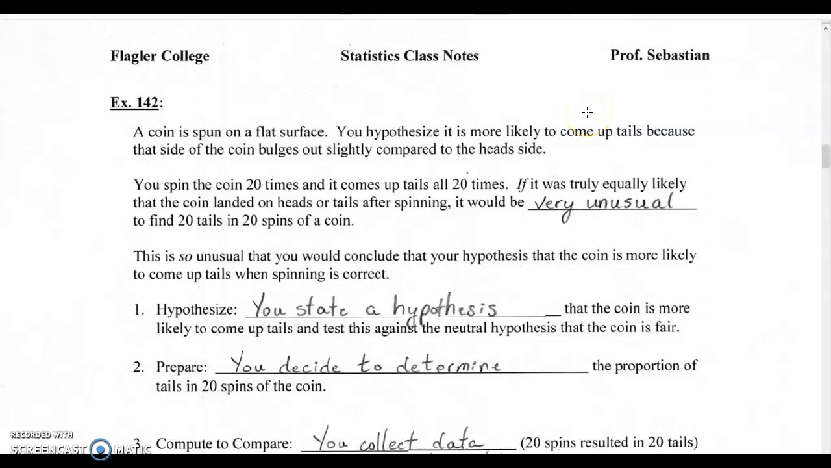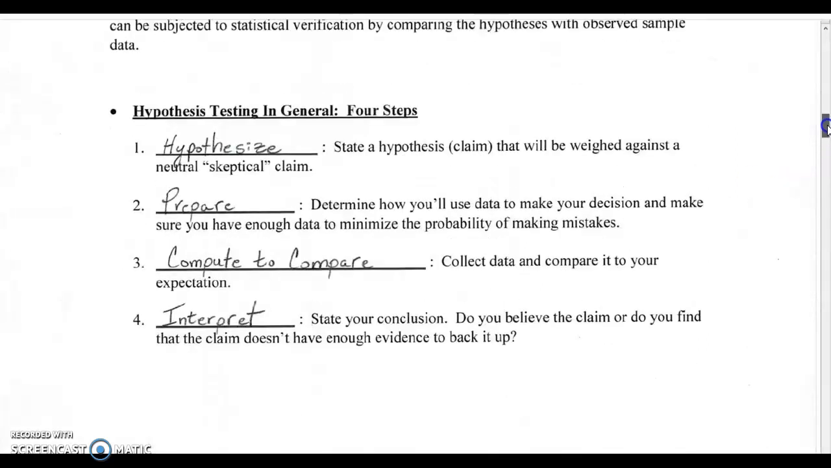We're on page 115 of our statistics class notes, and we're in section 8.1 where we're getting introduced to the idea of hypothesis testing. On the previous page we talked about there are 4 steps, right? We want to hypothesize, then we want to prepare, then we want to compute to compare, and then we want to interpret.